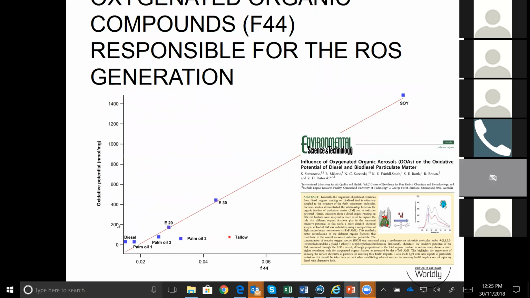So once we plotted the oxidative potential against F44, which is the measure of oxygenated organics, we got this very nice correlation. So oxygenated organic compounds are responsible for the ROS generation. That was a very, very important finding published in EST.